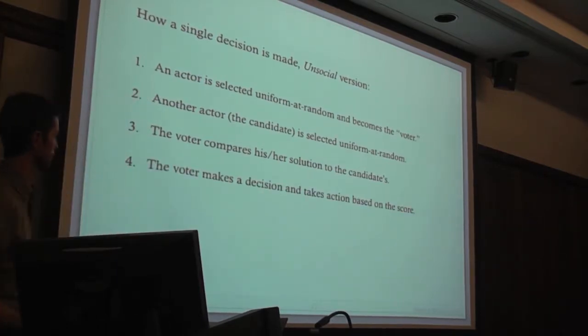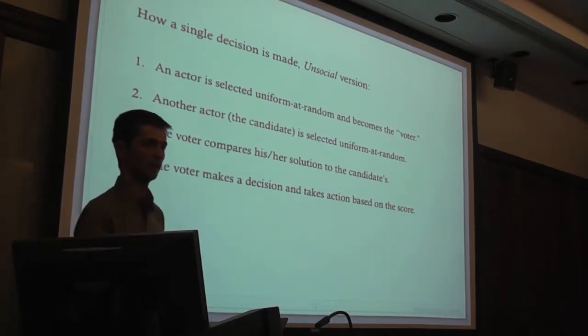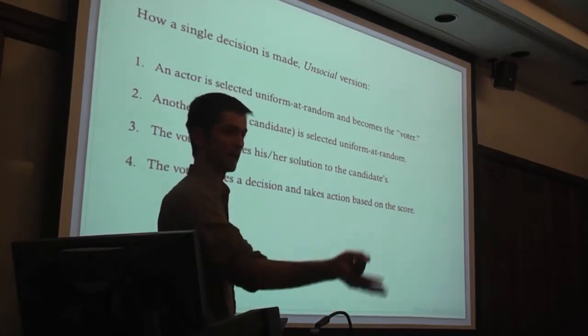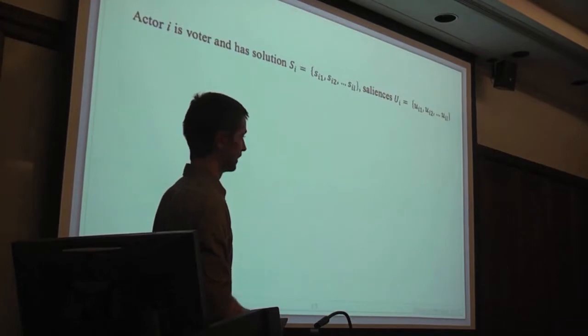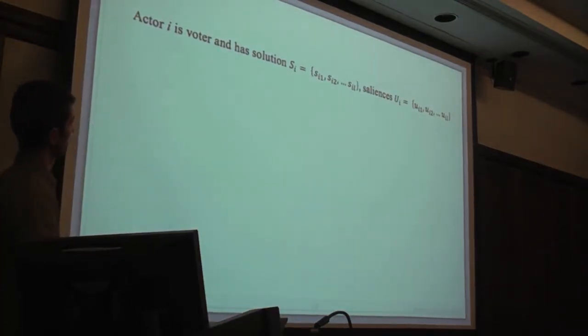Then the voter makes a decision and takes action based on that score. Here it would be: I will support that agent, that candidate solution, or I won't. They might also remain impassive. Okay, so the actual calculation of this, just walking through one of them.